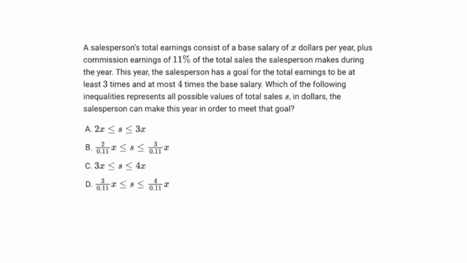A salesperson's total earnings consists of a base salary of X dollars per year plus a commission earning of 11% of the total sales the salesperson makes during the year.